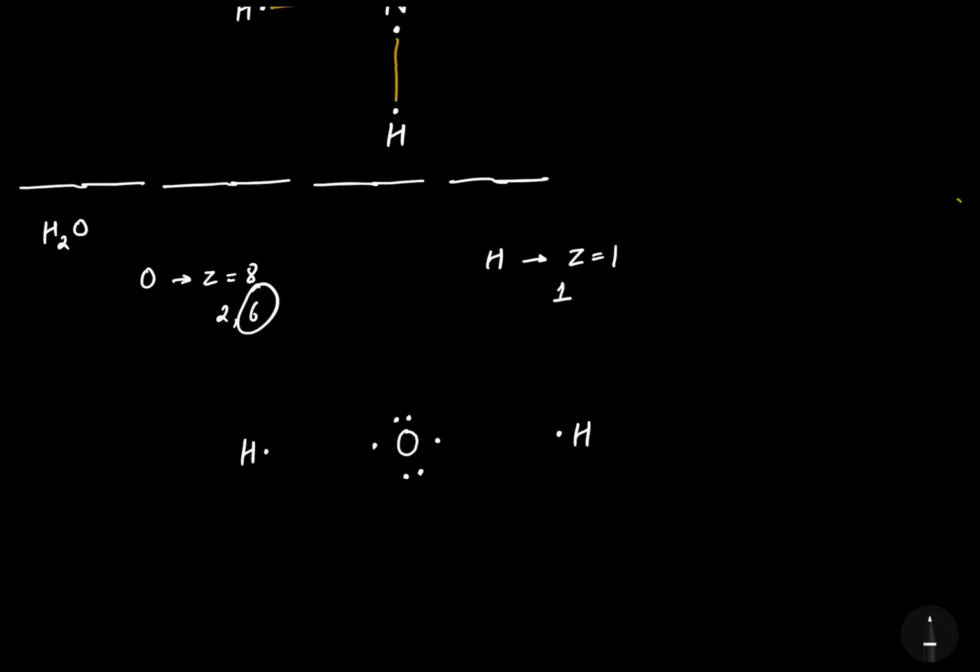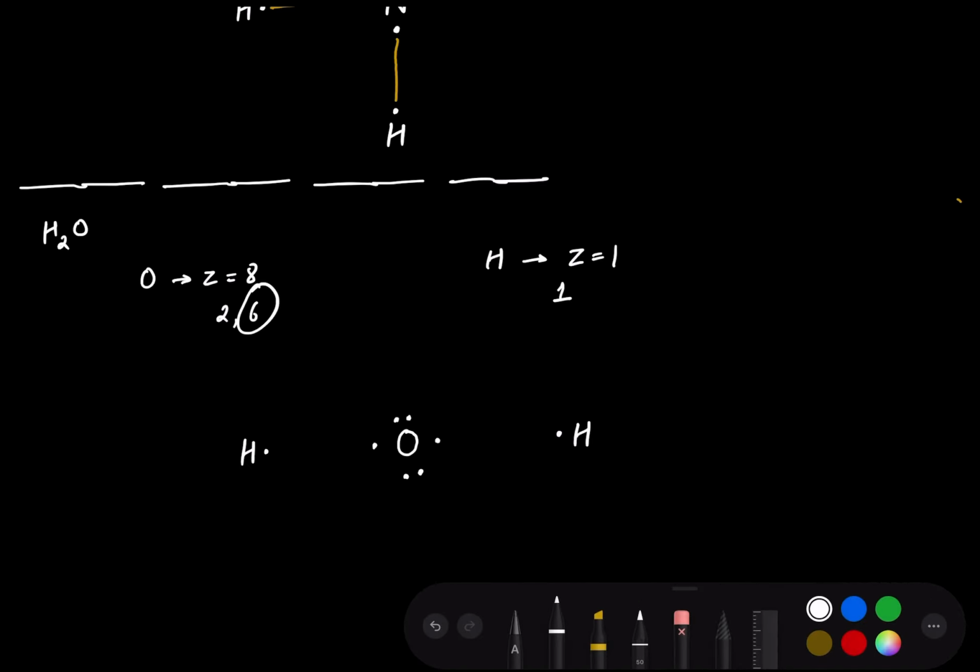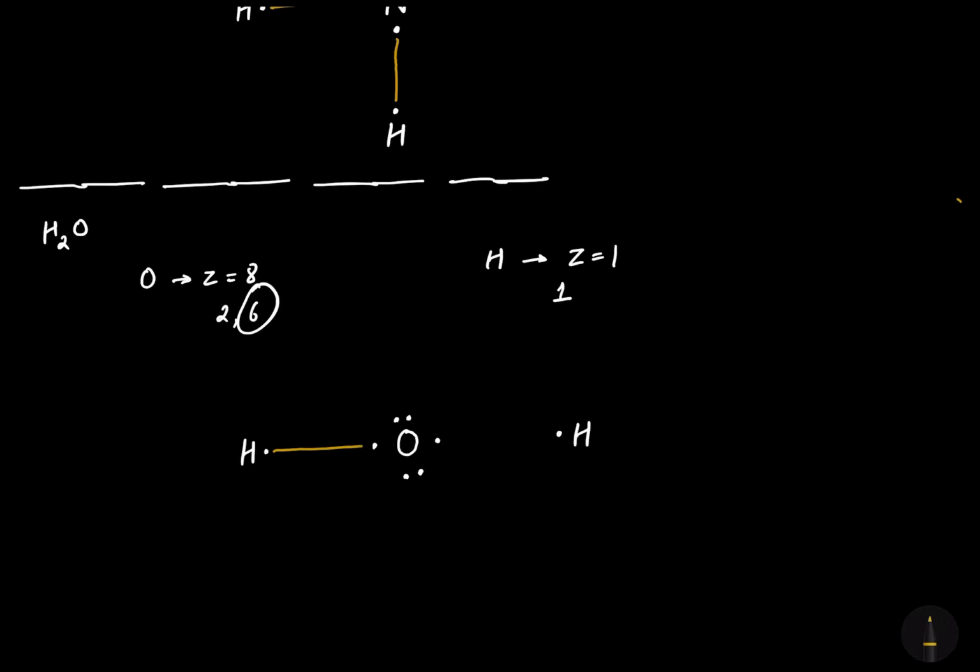Now it's an understood thing that hydrogen will share 1 electron with oxygen to have its duplet completed. So hydrogen has shared its 1 electron with oxygen. So now let's count the electrons for the first hydrogen. It's 1 and it's 2. The duplet of the first hydrogen is completed.